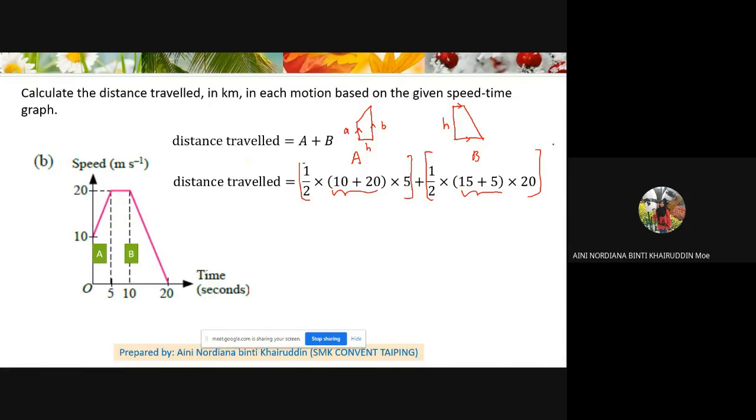Hello? Okay, takut cikgu ingatkan cikgu cakap seorang tadi, takut line cikgu tak okay ke apa.